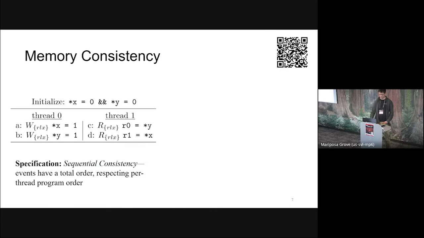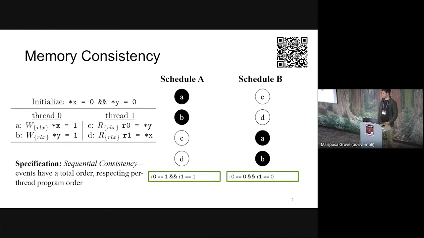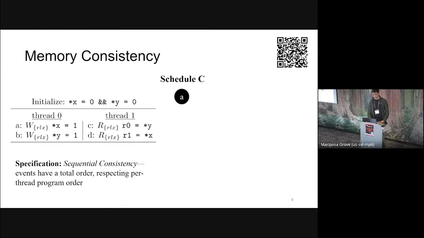So what that might look like in a few different schedules is that maybe thread 0 runs entirely first, and then thread 1 runs. And when that happens, you get this outcome where both the registers R0 and R1 are 1. And we could just reverse that and have thread 1 run first and then thread 0. And of course, in this case, we get both registers equal to 0. So we can get slightly more complex schedules too.